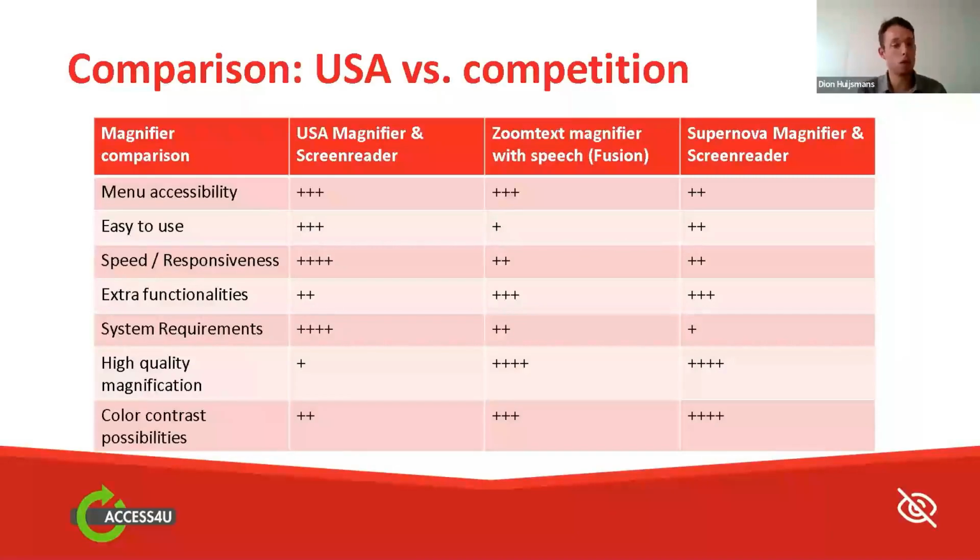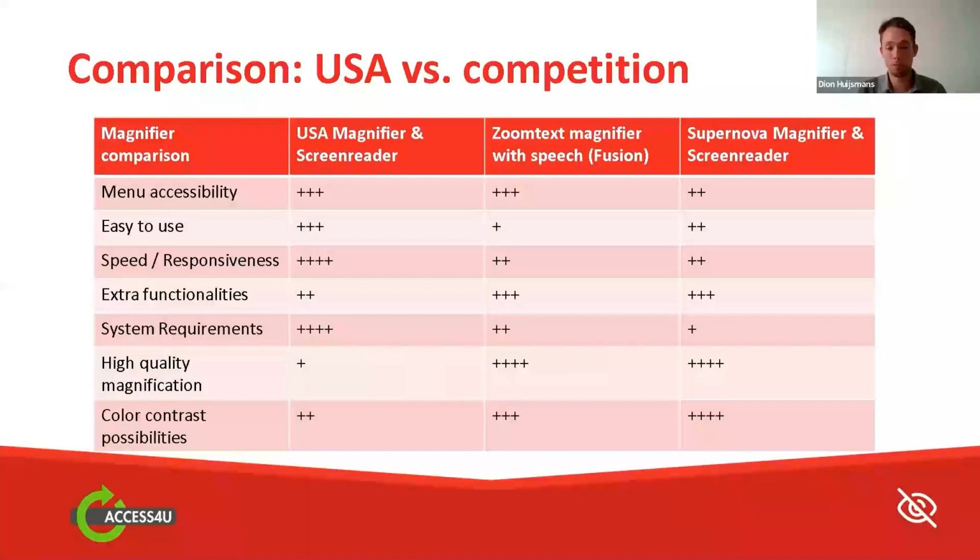However, going to speed and responsiveness, as you saw in the video, that's really well done in our case, whereas the other competitors might be a little bit behind. But on the other hand, we do not offer the extra functionalities that might be interesting for some end users that the other competitors are basically using. But this means that the system requirements can remain low, so everyone with an old computer can install USA and start using it.